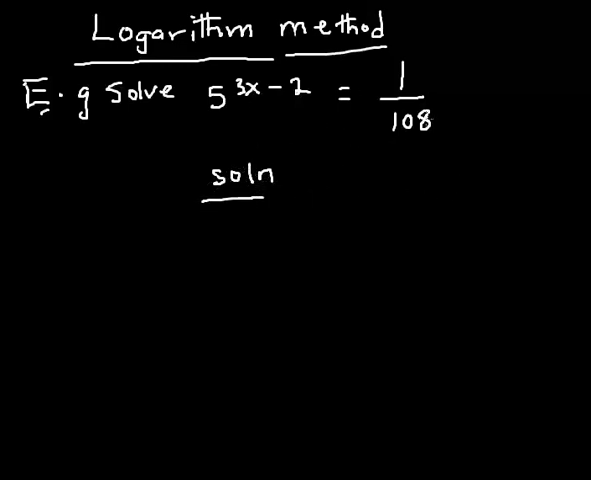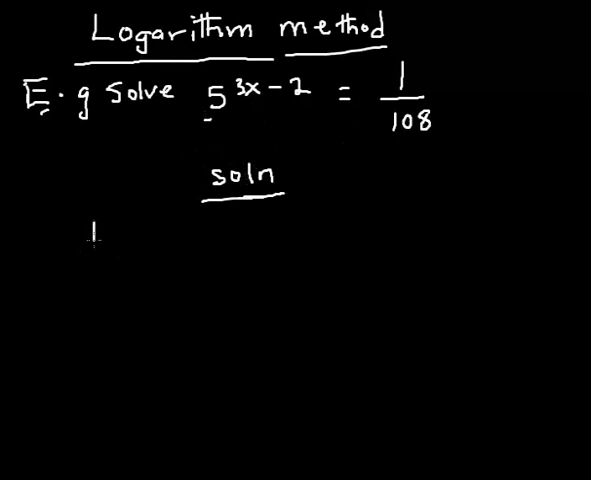Why? Because of the right hand side of the equation. There's no way I can express 108 as an index whose base is actually 5. It's not possible. And there's no way I can actually transform this into a quadratic equation. So at this point, the only method is to use logarithm to take the log of both sides.